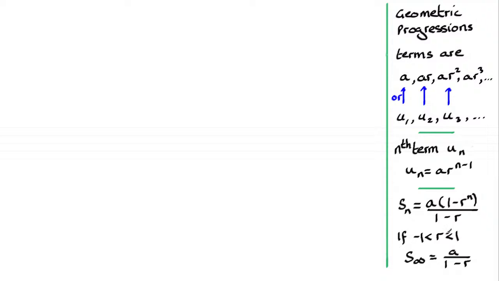And we've got this special case here. If the common ratio r is between -1 and 1, then the sum to infinity is given by a all over 1 minus r. So, I'm assuming that you're familiar with this on geometric progressions.